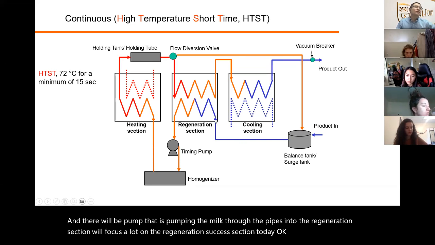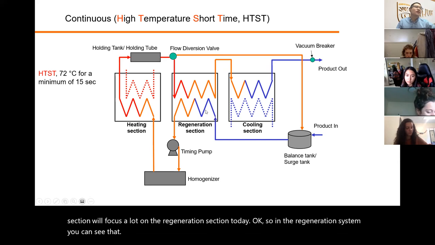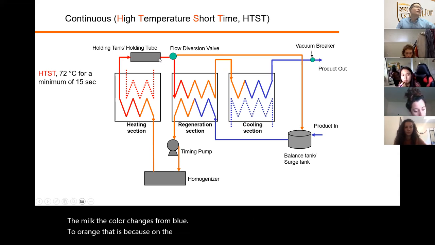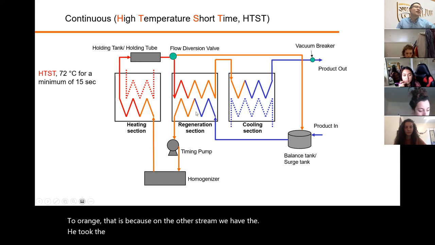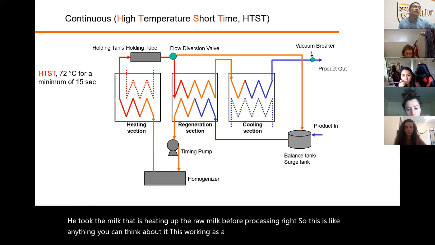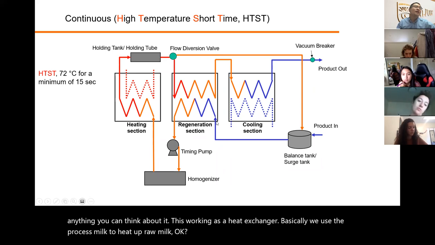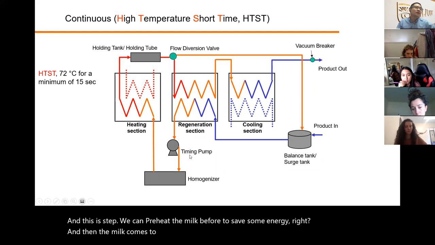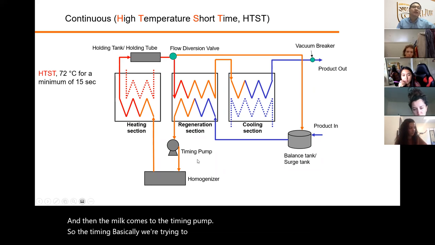In the regeneration section, you can see the milk's color changes from blue to orange. That is because on the other stream, we have the heated milk that is heating up the raw milk before processing, right? You can think of it as working like a heat exchanger. Basically, we use the processed milk to heat up the raw milk. This step preheats the milk to save some energy, right? And then the milk comes to the timing pump, where we control the flow rate, okay?